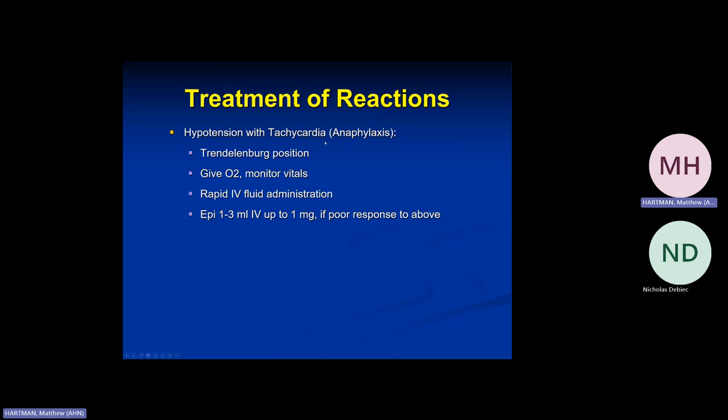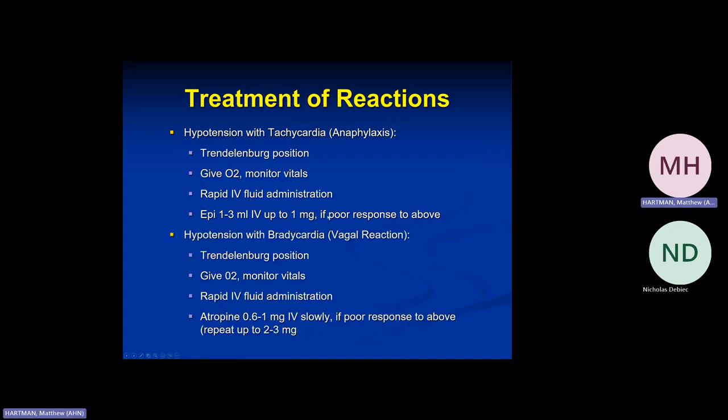So anaphylaxis is what we're absolutely worried about. They will have low blood pressure, high heart rate. Again, oxygen, fluids, never go wrong with that. Get ready for the epi. Call a code. This is in contrast to a vasovagal reaction where you'll have hypotension and low heart rate.